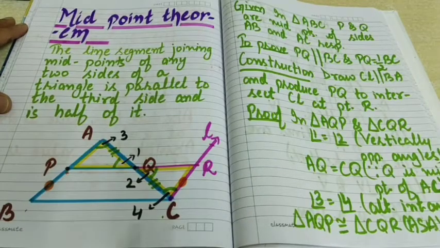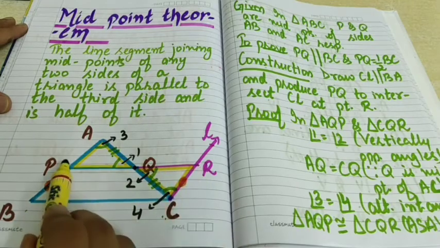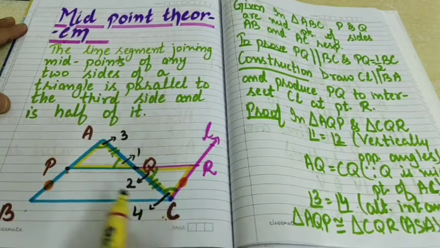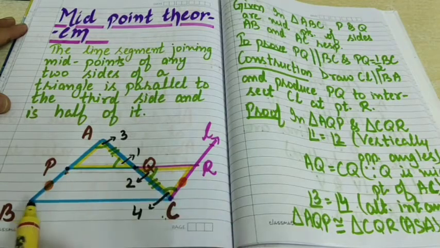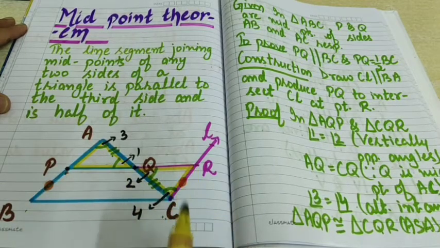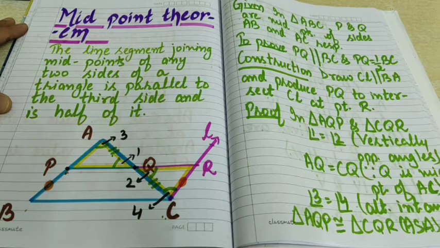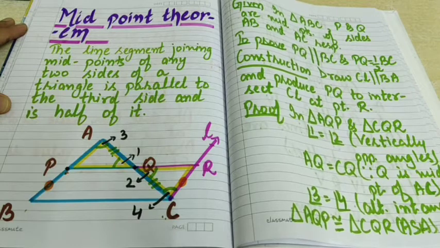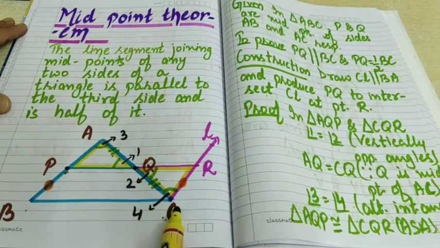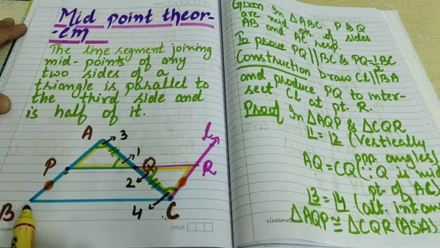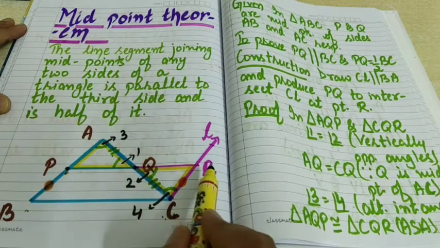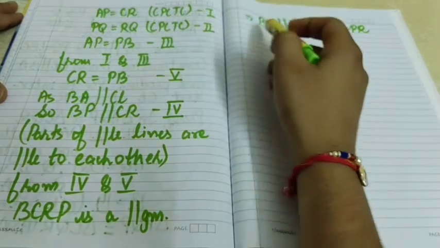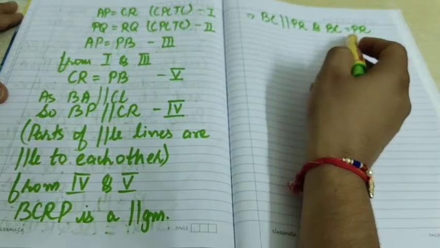Now BCRP is a parallelogram. So BC is parallel to PR and BC is equal to PR, because we know that in a parallelogram both pairs of opposite sides are equal as well as parallel. That is why we can conclude that BC is parallel to PR and BC is equal to PR. So here we mention the same.